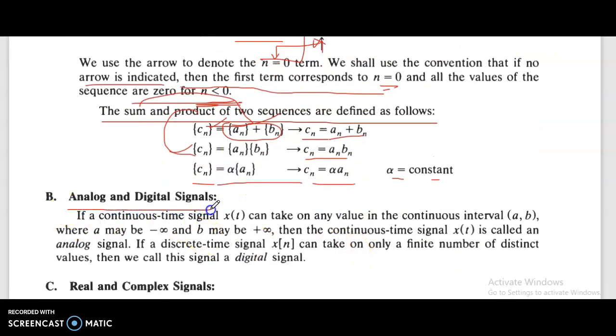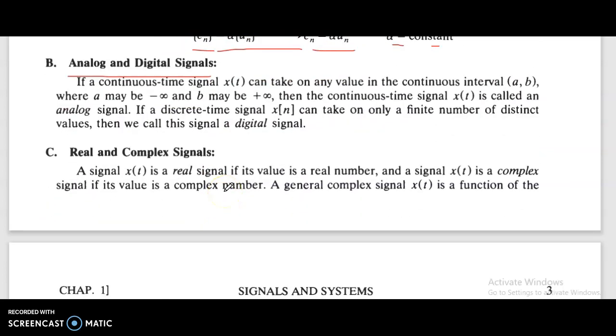Analog and digital signals. If a continuous time signal x of t can take any value in the continuous interval a to b, where a may be minus infinity and b may be plus infinity, then the continuous time signal x of t is called an analog signal. If a discrete time signal x of n can take only a finite number of distinct values, then we call this signal a digital signal.